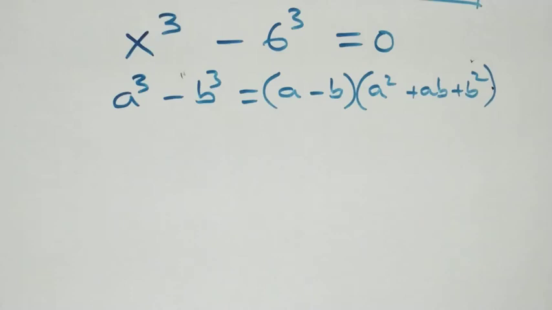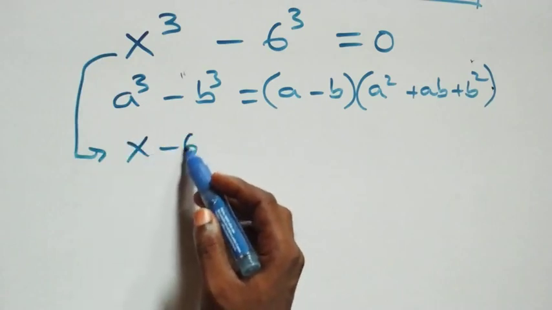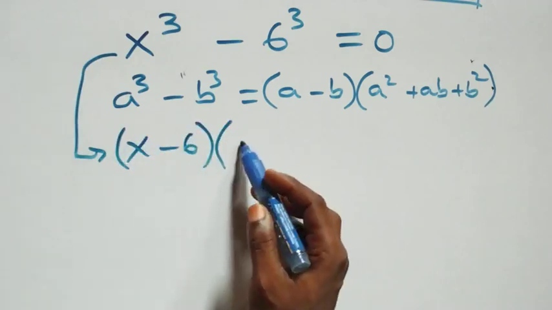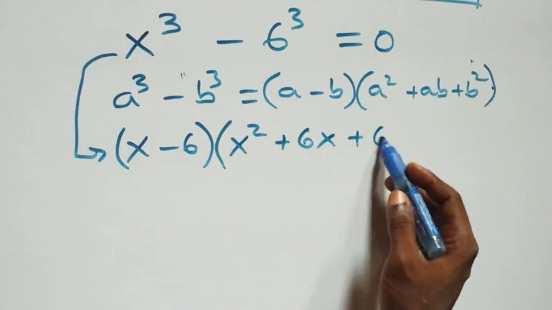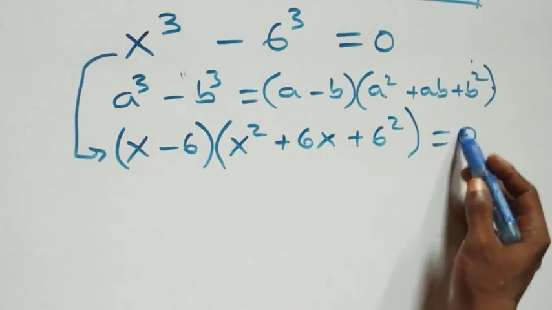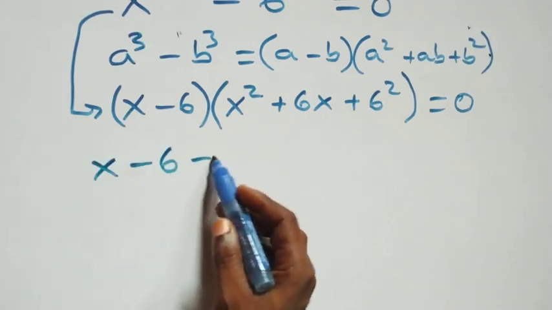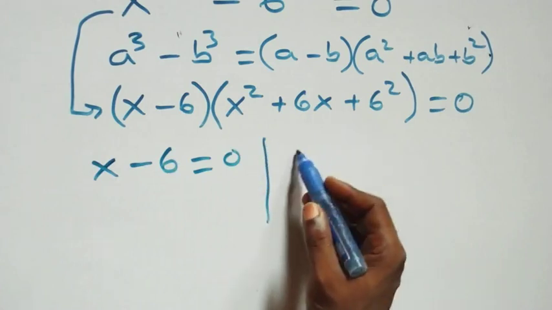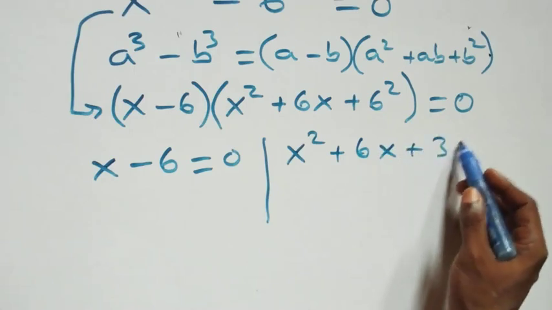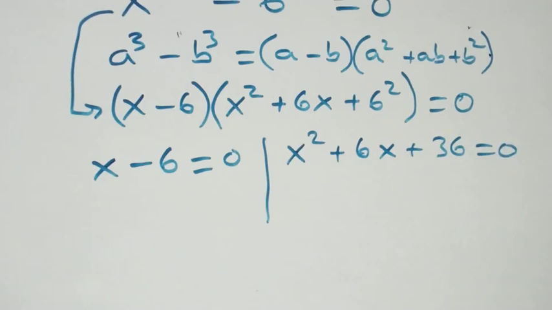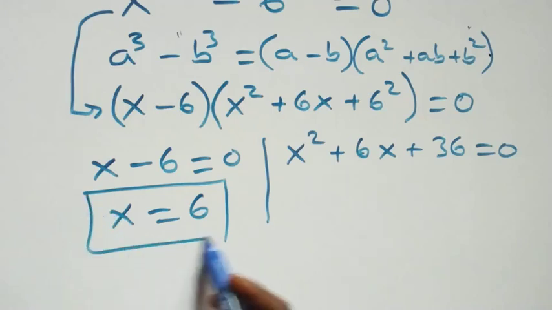Now here, this follows what we have, and this becomes (x minus 6) times (x squared plus 6x plus 6 squared) equals 0. And here we have two cases as well. The first one, x minus 6 equals 0, or the second one, x squared plus 6x plus 6 squared, which is 36, equals 0. Solving from here, we have x equals 6, which is a real solution.